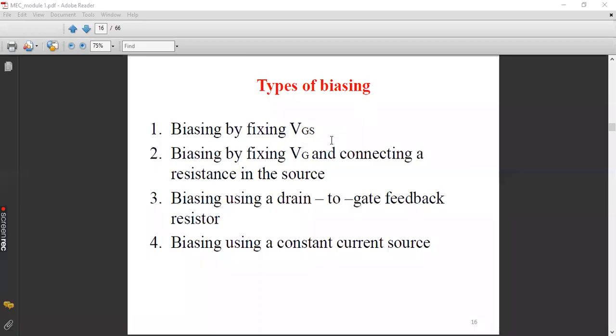So these are the four techniques of biasing a MOSFET device. Please remember, we need to maintain a constant drain current irrespective of any variations in input voltage VGS or output voltage VDS.